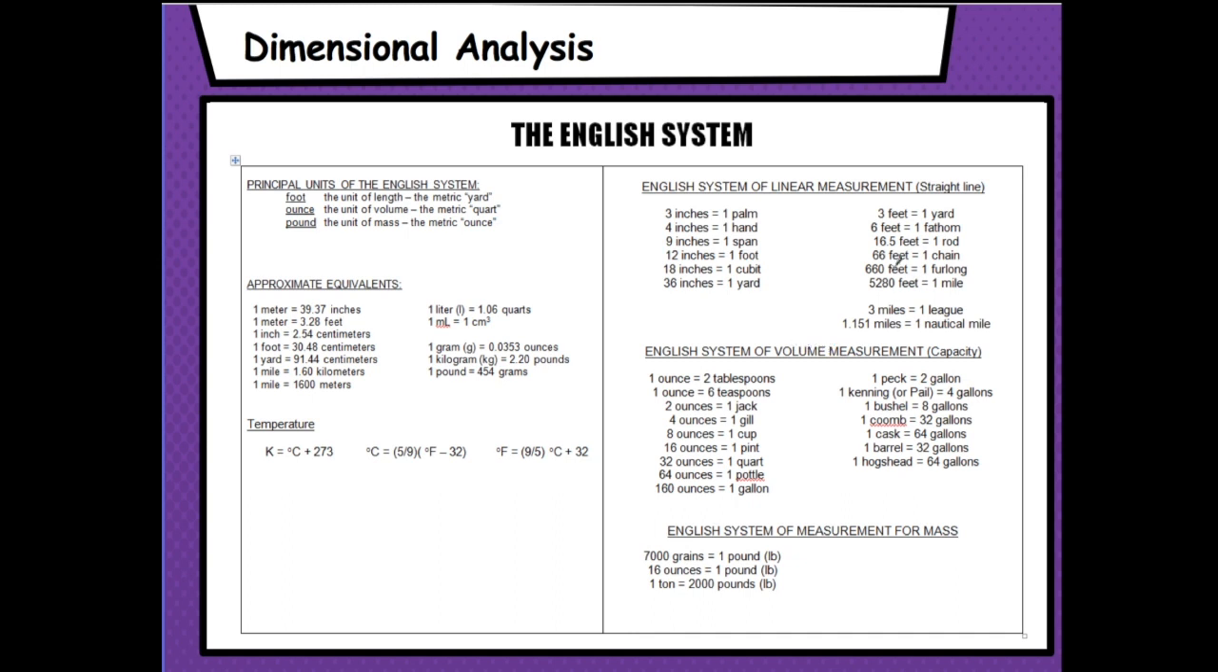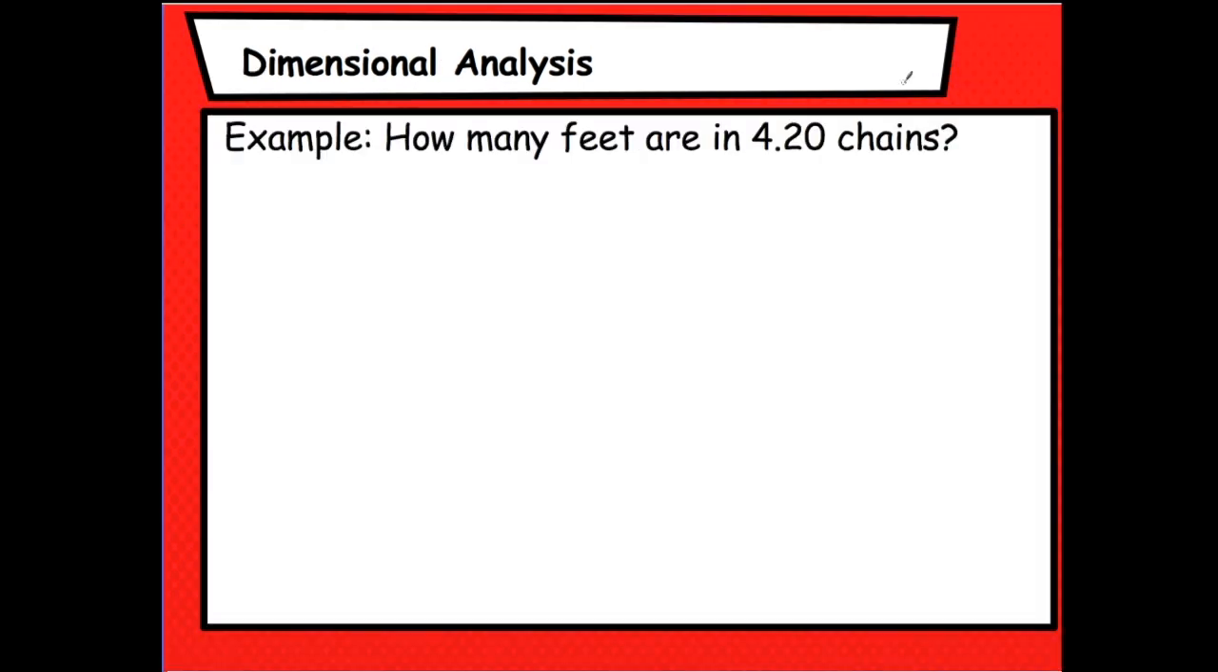Well, the one I need here is 66 feet is 1 chain. So I need that conversion factor right there. 66 feet is 1 chain. So now that I know that, I can solve this question quite easily. So 66 feet, I'm going to write down here, is 1 chain. Just to write it so I don't forget about it.